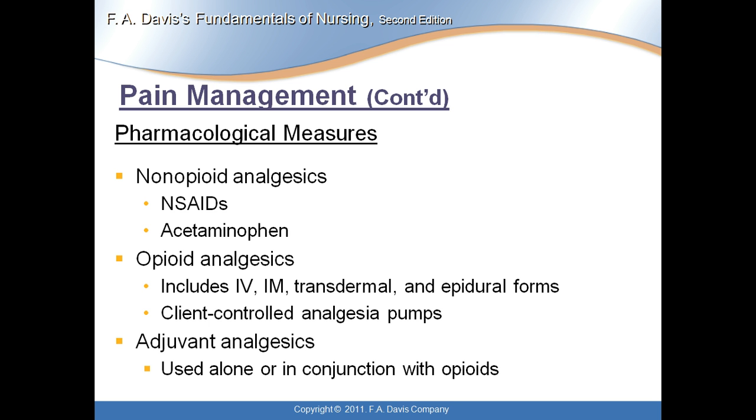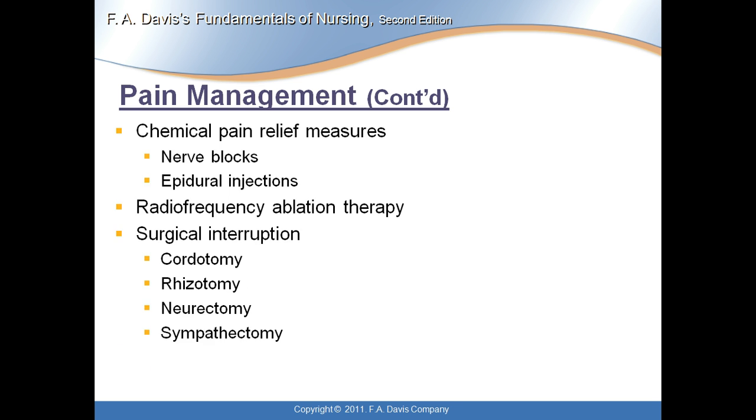So usually they'll put them on a continuous pulse ox, and you also watch your patient a little more closely just to make sure they're not getting too much of the pain medication. Adjuvant analgesics is basically putting Percocet and morphine together, or Dilaudid and Phenergan. You're using two different types of pain medications together to make the pain go away, or at least make it better. There's also chemical pain relief measures, which are nerve blocks and epidural injections.